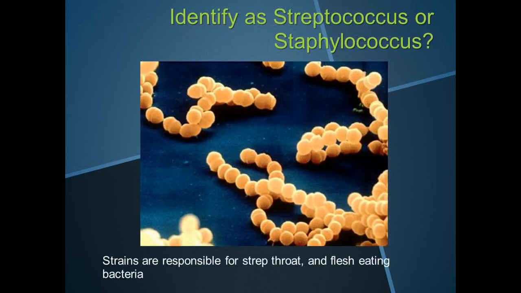Now, identify this as Streptococcus. We know it's coccus because it's in spheres. Or is it Staphylococcus? Streptococcus would be found in chains. Staphylococcus would be found in clusters. Strains of this particular bacteria are responsible for strep throat and flesh-eating bacteria.